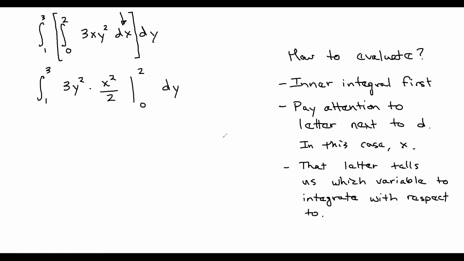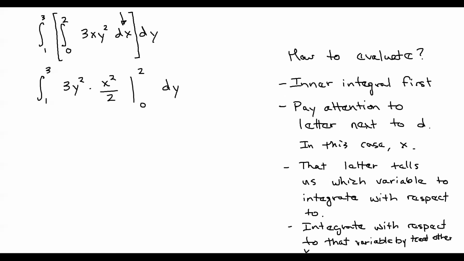All right, and then once you've done that, you go ahead and integrate with respect to that variable, by treating the other variable as a constant. I'm going to run out of space here. Okay, cheated. I squeezed it in right here at the bottom by treating the other variables as a constant. So that's what we did. Go ahead and finish the integral by plugging in the values.